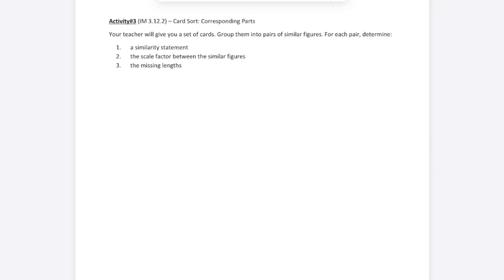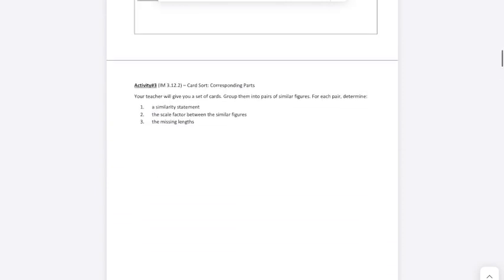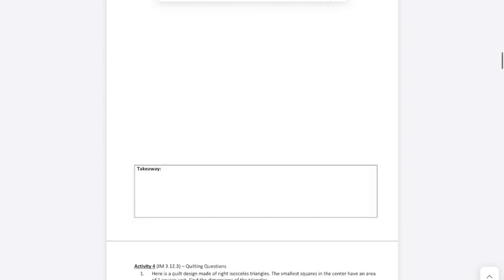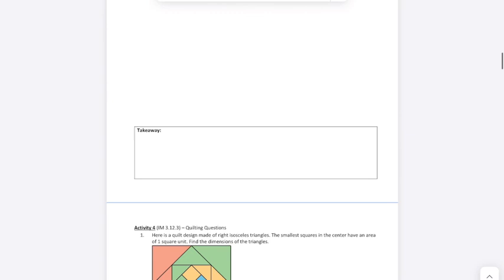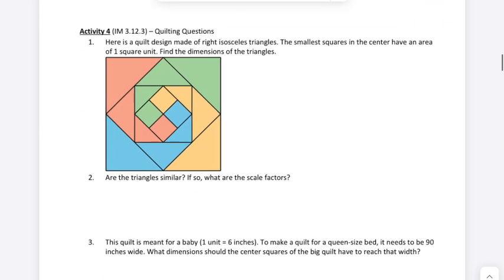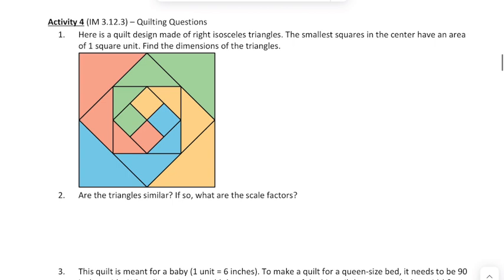Activity number 3, we'll skip that one. A lot of those are going to be coming back in activity 4, so let's just jump straight to activity 4. Here is a quilt design made of right isosceles triangles. The smallest squares in the center have an area of 1 square unit. So that means that this is 1, this is 1, this is 1, this is 1. Find the dimensions of the triangles.